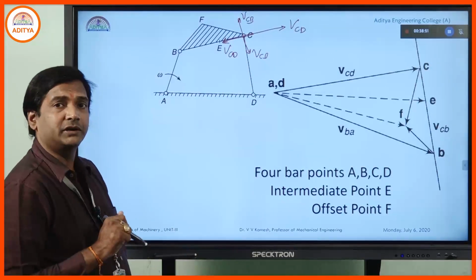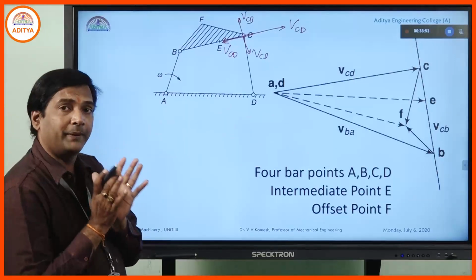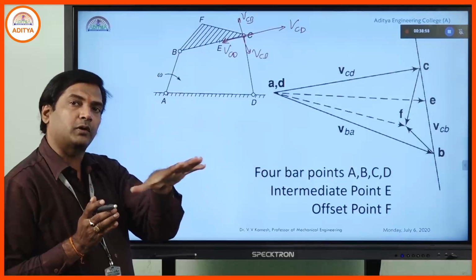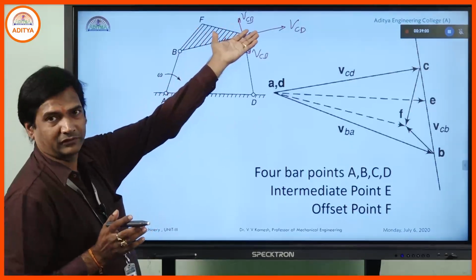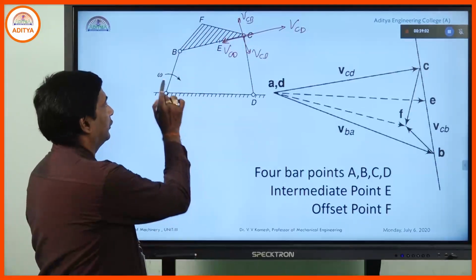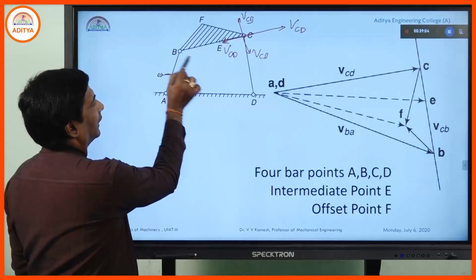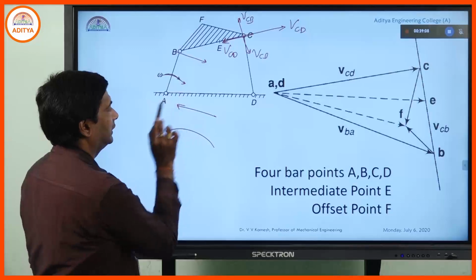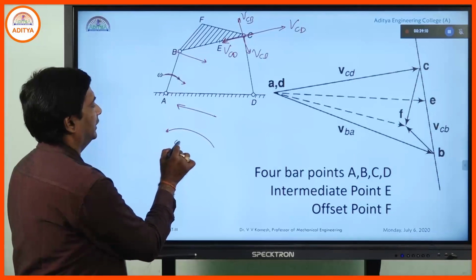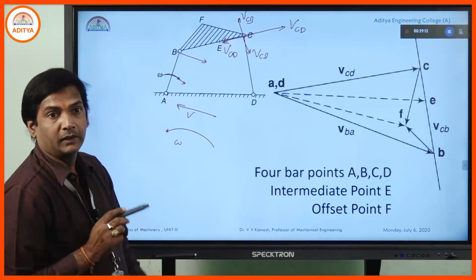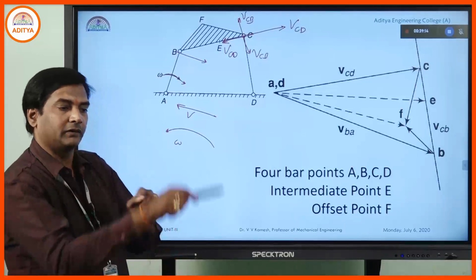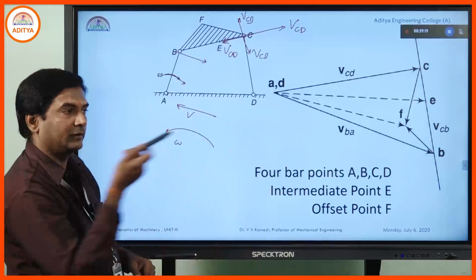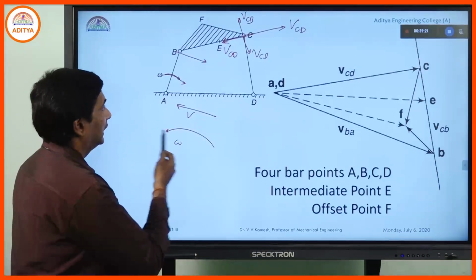In which direction it is taken will depend on in which direction the angular velocity is for that particular link, it will be transferred to the link itself. So, when omega is like this, velocity will be like this. When omega is like this, velocity will be like this. This is the omega, this is the velocity. Because once it is rotating like this, the velocity has to be in this direction. If it is rotating in this direction, the velocity will be in this direction. Like this.